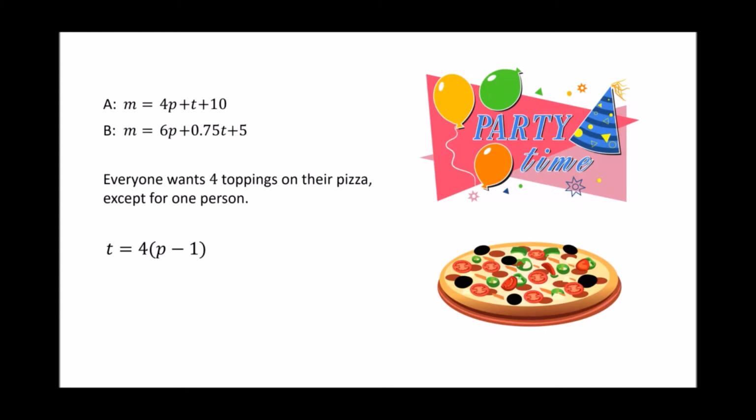We had two pizza places, pizza place A and pizza place B, and they have different ways of determining the price of a pizza. In both cases, there was a base price per pizza, the amount of pizzas was P, and a price per topping, the amount of toppings was T. We also knew that everyone except one person wanted 4 toppings on their pizza, meaning that the amount of toppings, T, equals 4 times (P minus 1), because there was 1 less. And the question was, with how many pizzas does pizza place A become cheaper?